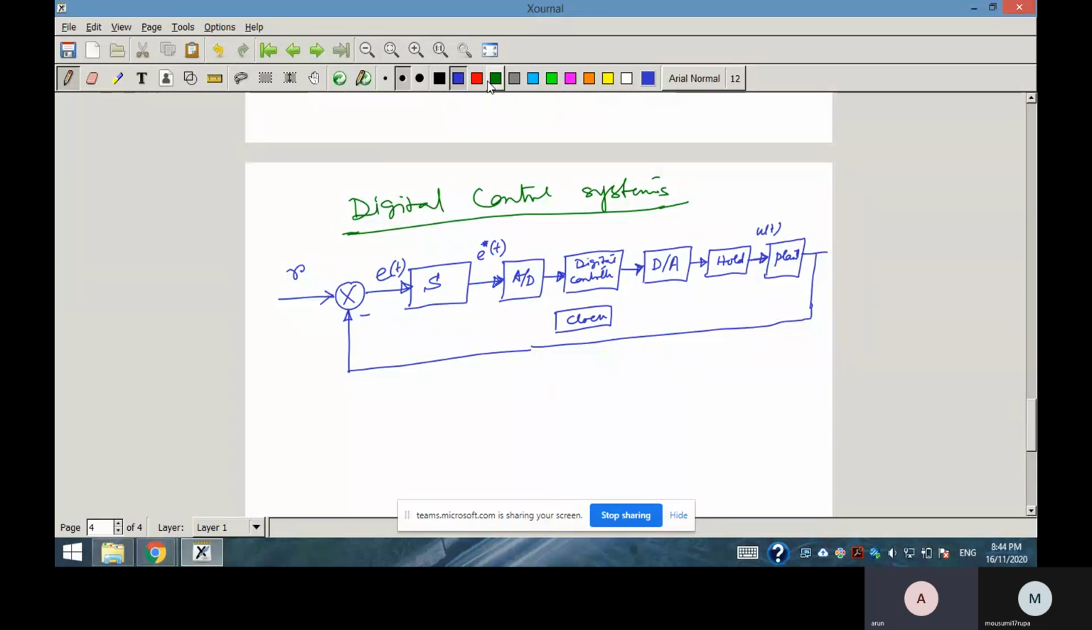So all these operations should be synchronized. This is the clock. It is not that they are disjoint; all should be synchronized by the clock. All these are synchronized operations. Okay, so this is called a sampled data feedback system. Here the plant is continuous time.